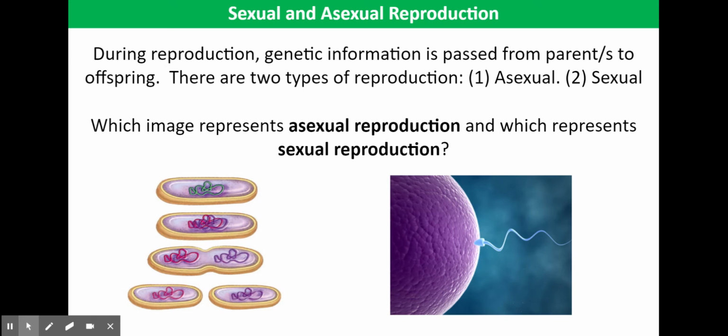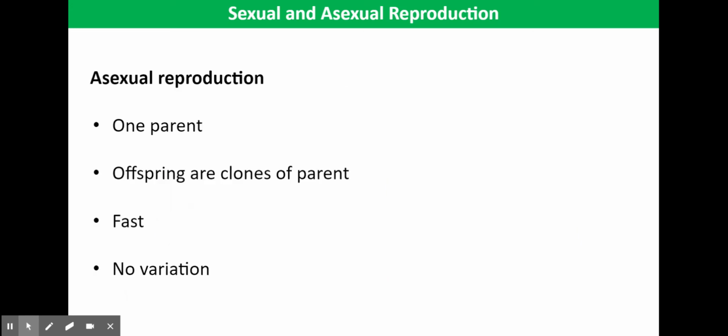Asexual reproduction involves only one parent that produces offspring that are genetically identical to the parent via a process known as mitosis. In comparison, sexual reproduction involves the joining of two gametes, both produced by meiosis, from two parents to produce non-identical offspring. So the offspring will inherit characteristics from both parents. We're just going to compare these two processes in a little bit more detail now.